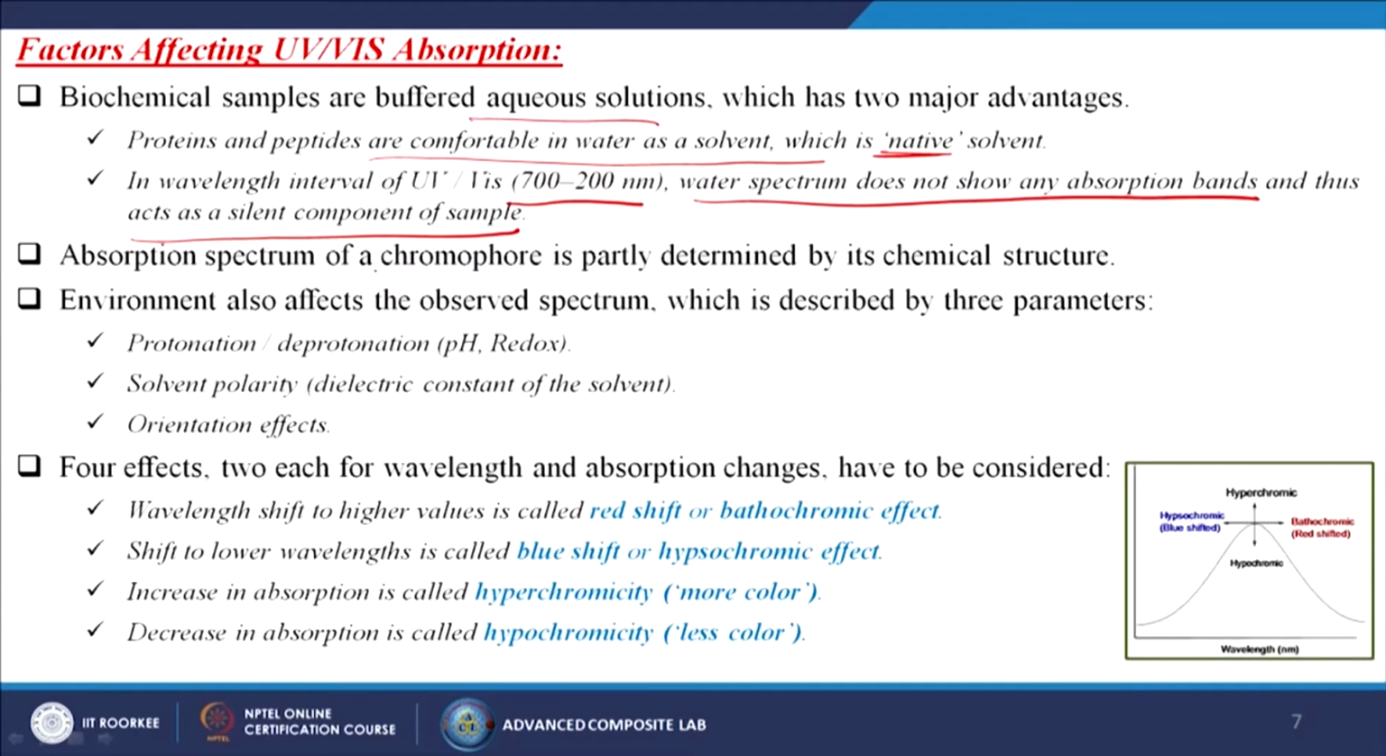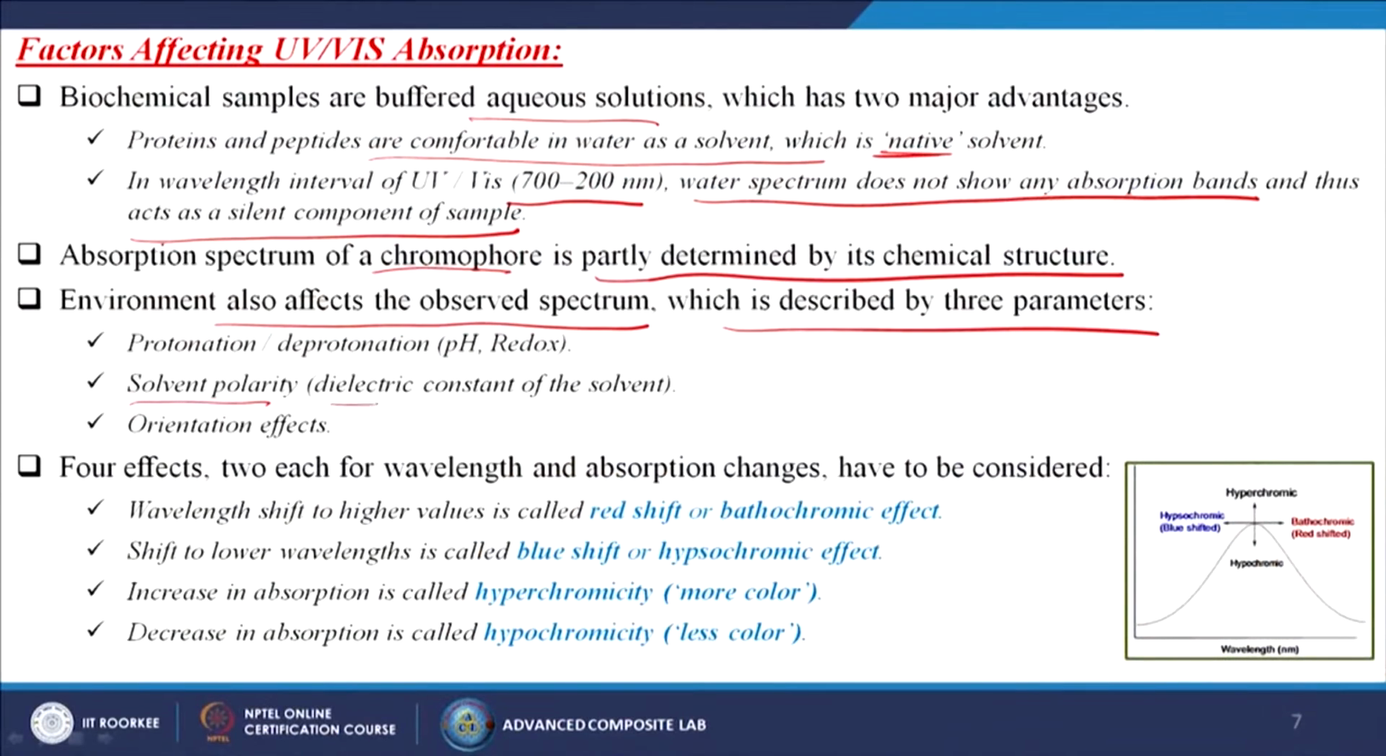Absorption spectrum of a chromophore is partly determined by its chemical structure. Environment also affects the observed spectrum, which is described by 3 parameters. First one is called the protonation or maybe the deprotonation, that means either the pH level or maybe the redox reaction. Second, solvent polarity, the dielectric constant of the solvent, and third is the orientation effects. 4 effects, each for wavelength and absorption changes, have to be considered.